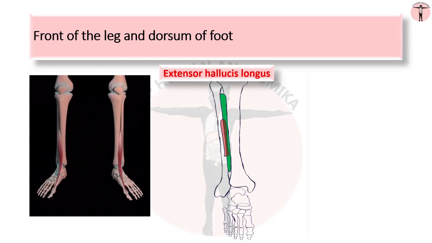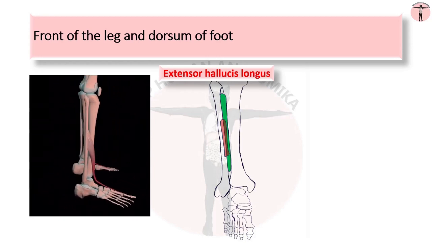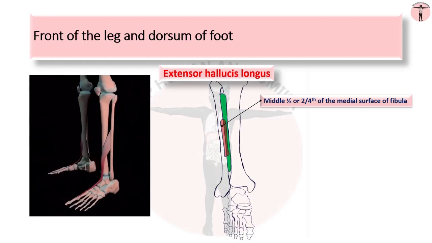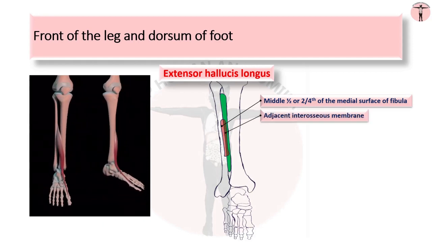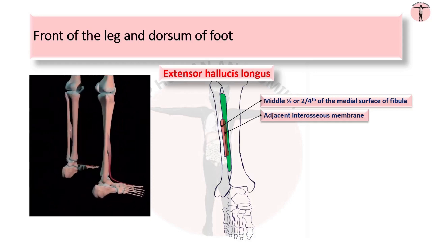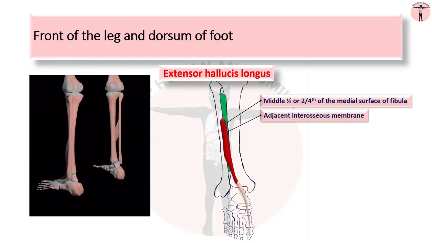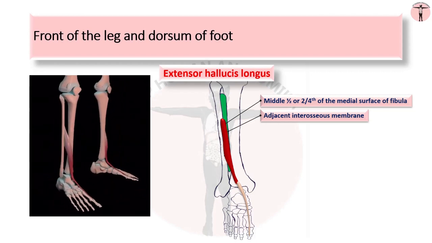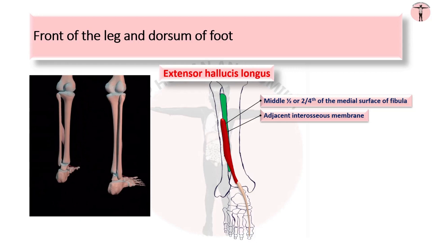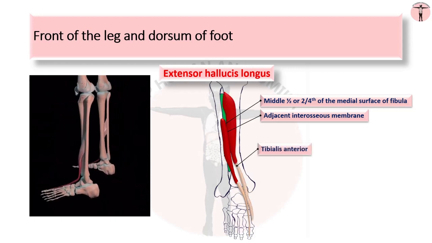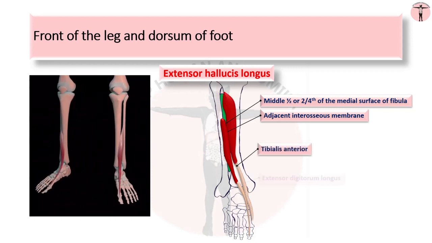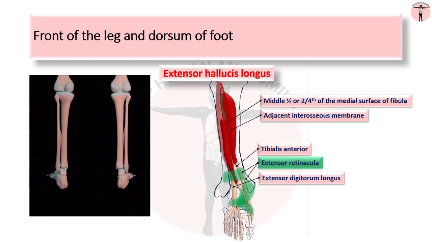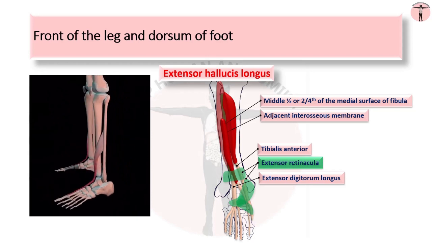The extensor hallucis longus muscle takes origin from the middle 1/2 or 2/4 of the medial surface of the fibula and adjacent interosseous membrane. The fibers pass downwards and medially. In the lower half of the leg, the tendon of extensor hallucis longus appears between the tendons of tibialis anterior and extensor digitorum longus, passes deep to the extensor retinacula and descends into the foot.